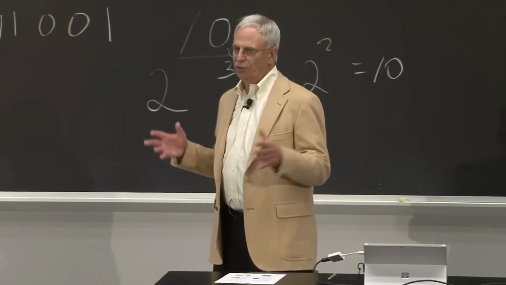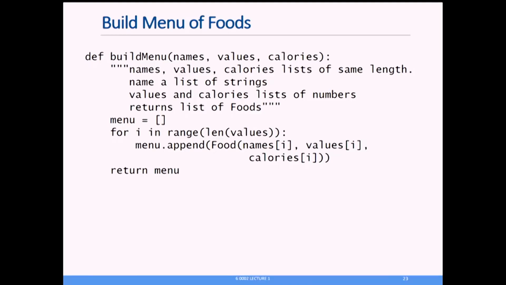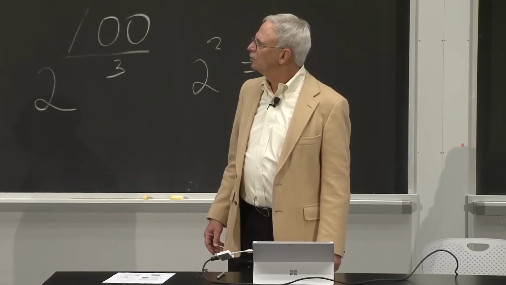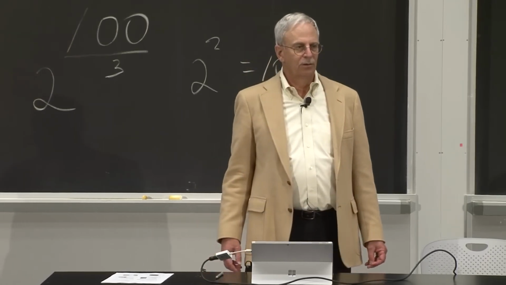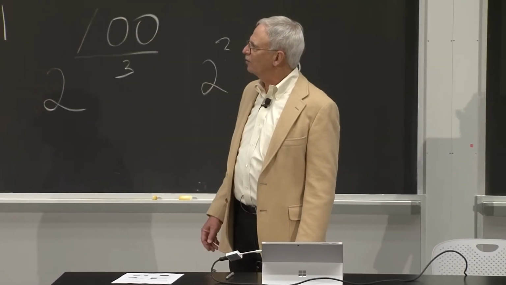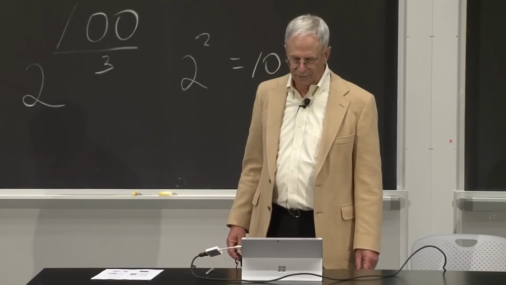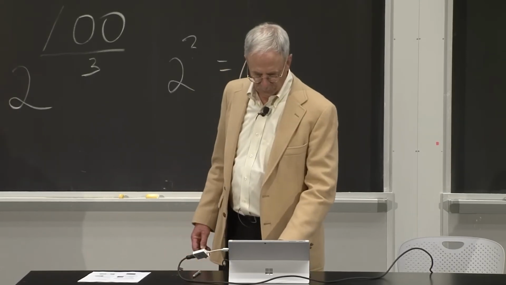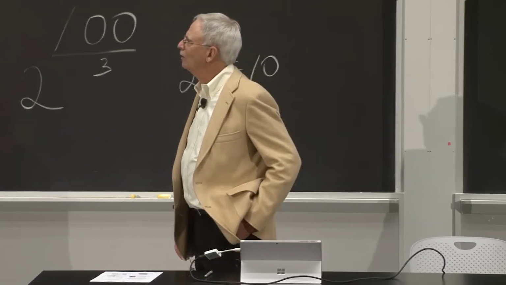Then I'm going to have a function called buildMenu, which will take in a list of names and a list of values of equal length and a list of calories that are all the same length. And it will build the menu. OK, so it's going to be a menu of tuples, a menu of foods, rather. And I build each food by giving it its name, its value, and its caloric content. Now I have a menu. Now comes the fun part.